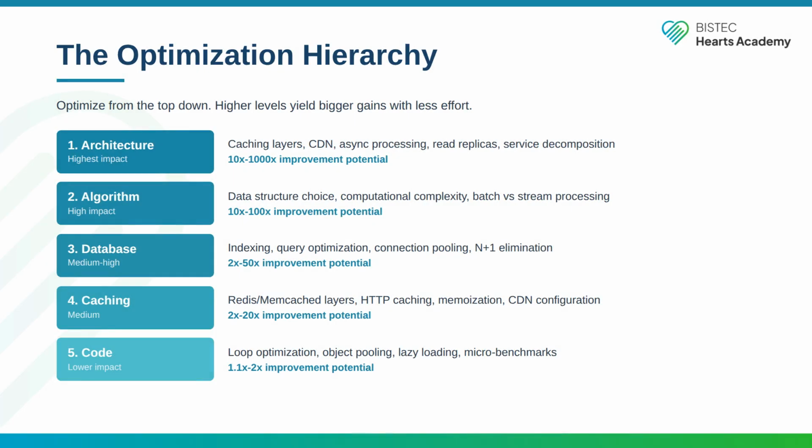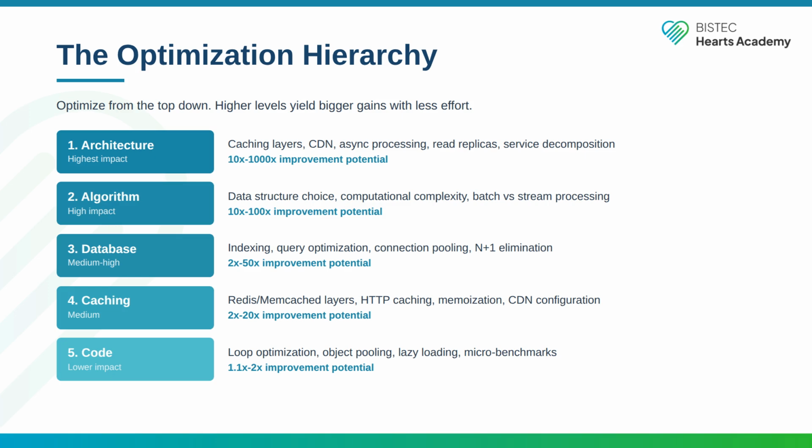This is the most important concept in the entire session. The optimization hierarchy tells you where to look first, and it will change how you approach every performance problem. Level 1 is architecture. This is where the biggest gains live. Adding a CDN, introducing a caching layer, moving work to asynchronous queues, adding read replicas. These are 10x to 1000x improvements. If your architecture is wrong, no amount of code optimization will save you.